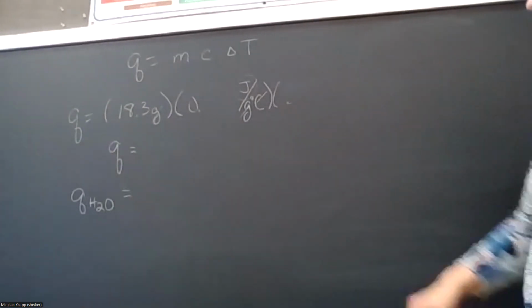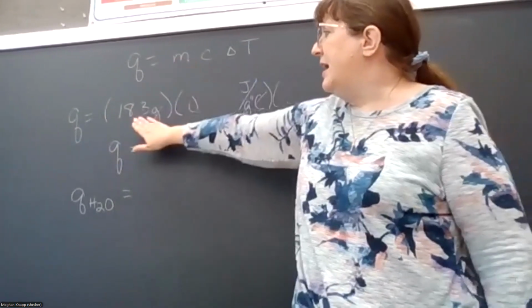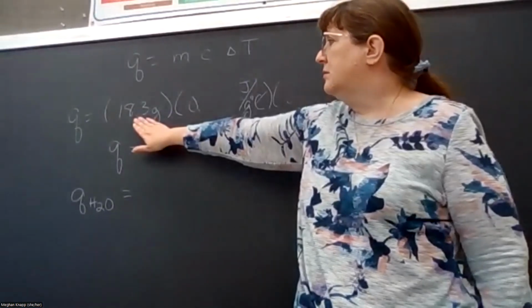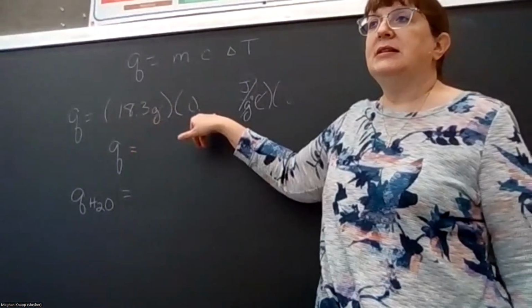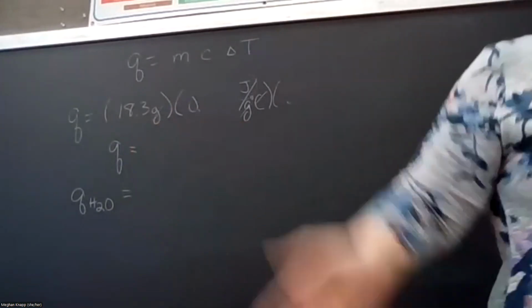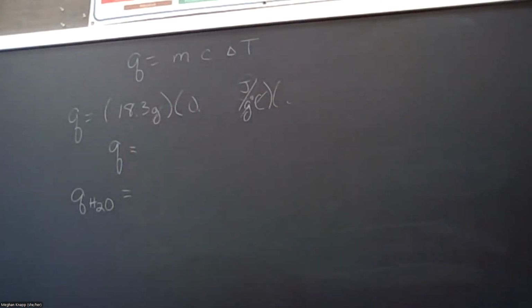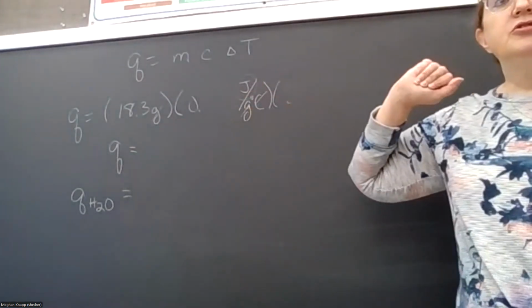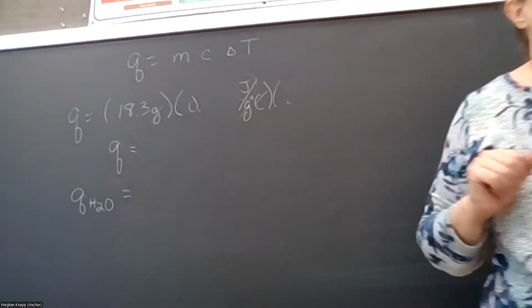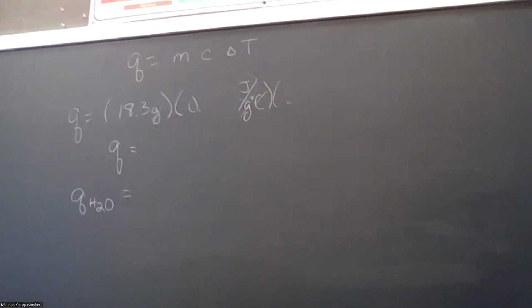Okay, so the mass is that 18.3 grams. C is the heat capacity. Now it's really tempting to just always go back to 4.184, but here we're talking about the iron. So we need to look up the heat capacity of iron. So you got that on the table there. What's the heat capacity of iron?